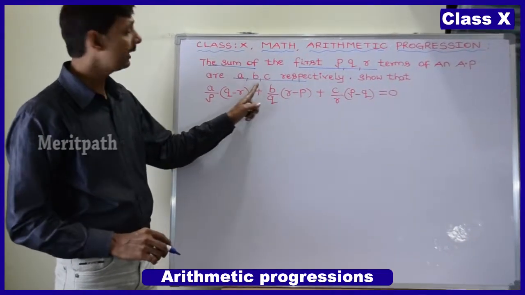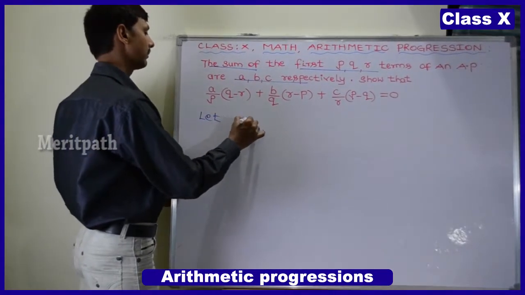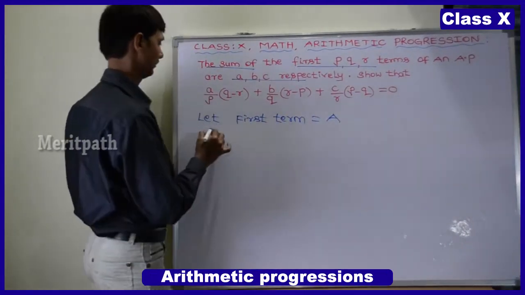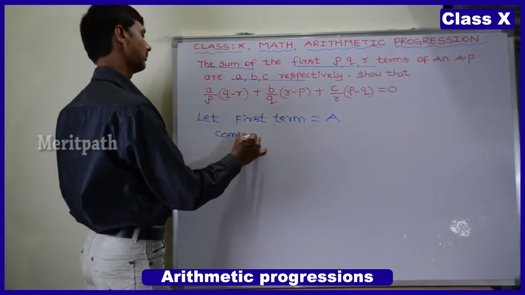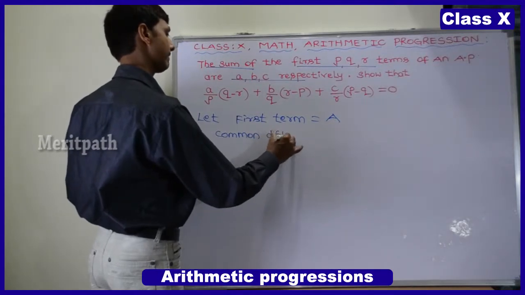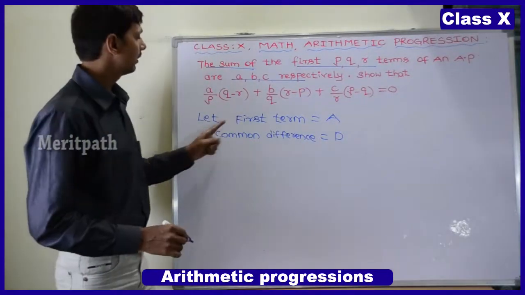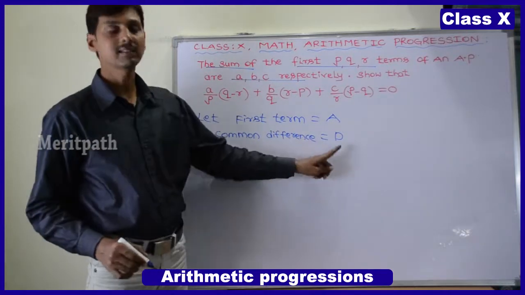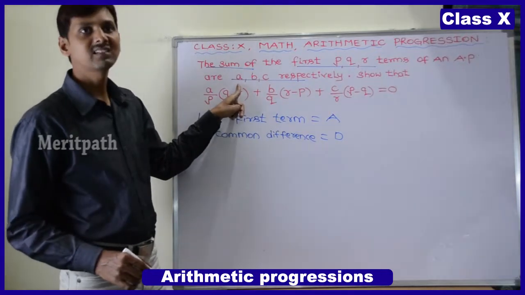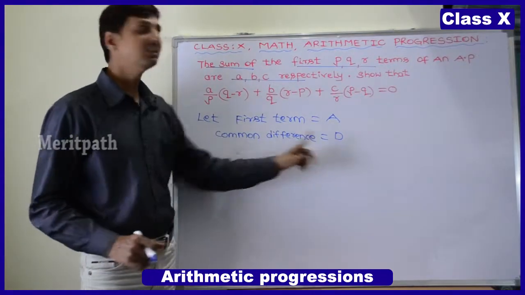Here it is given small a, small b, small c. So let us take the first term as capital A and the common difference as capital D. We have taken the first term as capital A and the common difference as capital D, because it is given as small a and small b, so that is the reason.